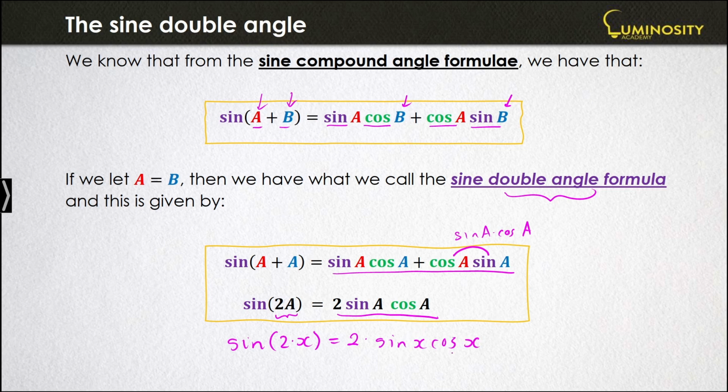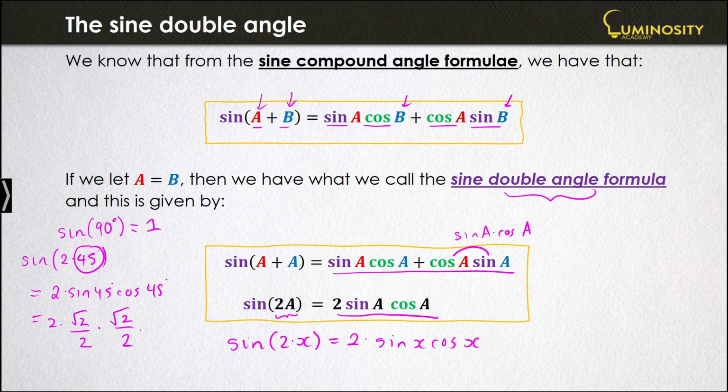So for example, if you wanted to take, let's say, sine of 90 degrees, well, we know from special angles that it equals 1. But what if I broke up 90 degrees as sine of 2 times 45 degrees? Now by double angle formulae, that's the same as 2 times the sine of 45 times the cos of 45 degrees, because that's the angle x there. Well, what is sine of 45? It's root 2 over 2. And what is cos 45? It's root 2 over 2.